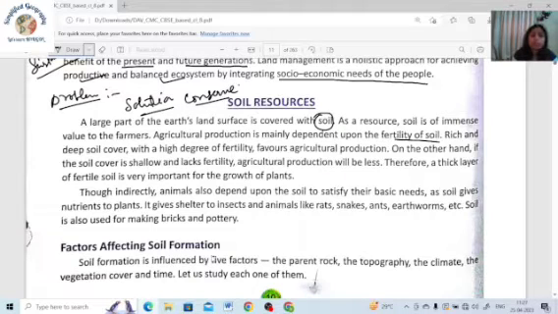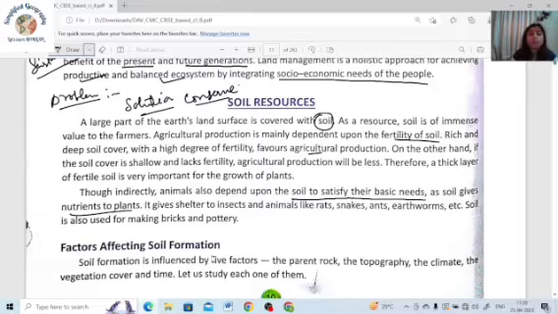Rich and deep soil cover with a high degree of fertility favors agricultural production. On the other hand, if the soil cover is shallow and lacks fertility, agricultural production will be less. Therefore, a thick layer of fertile soil is very important for the growth of plants. Animals also depend upon the soil to satisfy their basic needs, as soil gives nutrients to plants. It gives shelter to insects, animals, rats, snakes, earthworms, ants, etc.